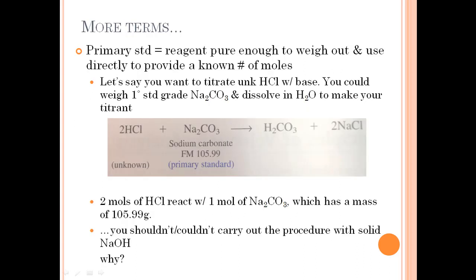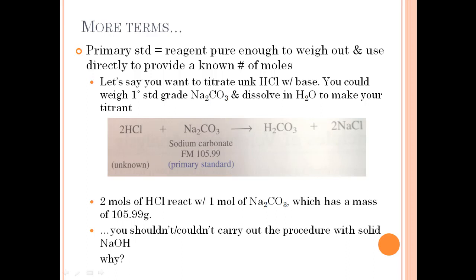So some more terms that we need to be familiar with is primary standard. Primary standard is a reagent that's pure enough to weigh out and use directly to provide a known number of moles. The validity of this type of procedure or titration, it really depends on knowing the amount to high accuracy of one of the reactants. So for example, if you wanted to titrate an unknown concentration of hydrochloric acid with base, you could theoretically weigh out the primary standard grade sodium carbonate and dissolve it in water to make the titrant.